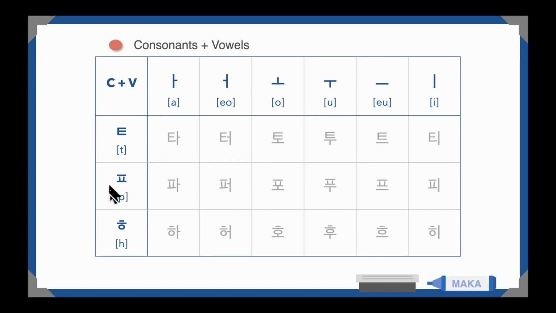Okay, let's practice the next line. P meets U. So this is pu. And this one, p meets E. So this is pe. Okay, let's practice this consonant. This is H. So H meets A. What is this? This is ha. Okay, H meets O. This is ho. And H meets U. This is hu. I think now you already understood.